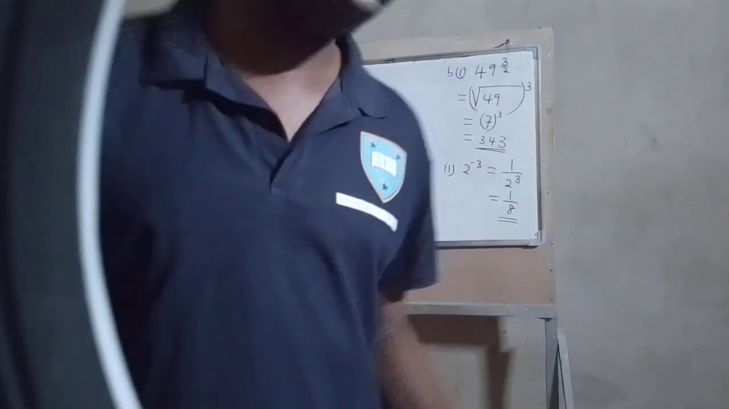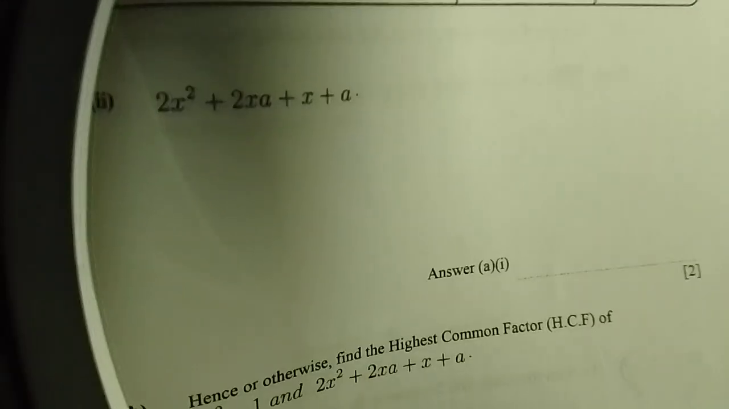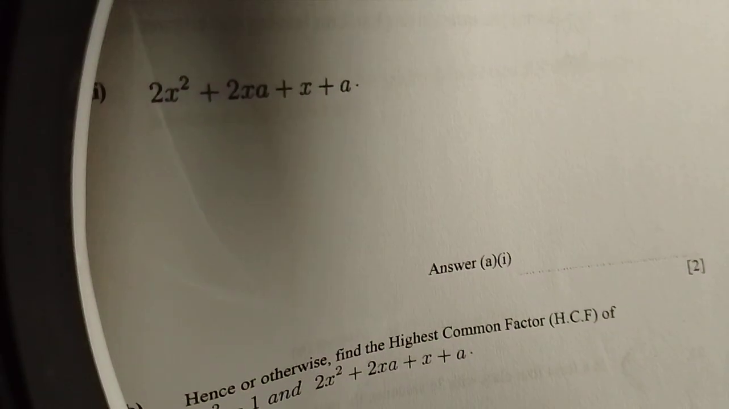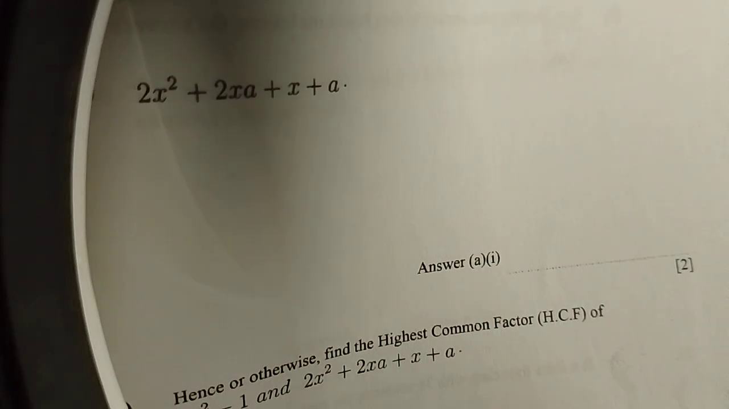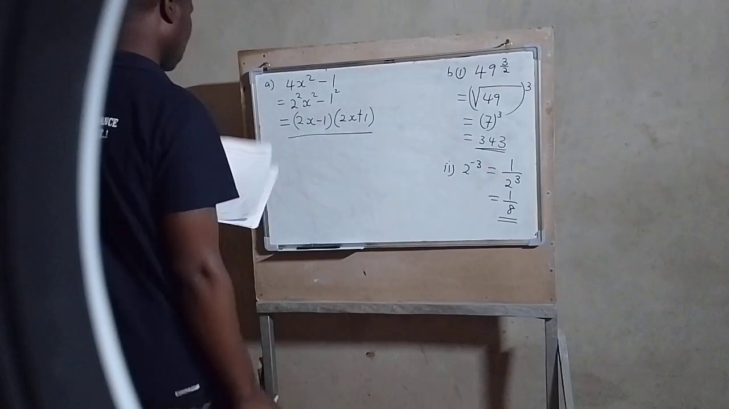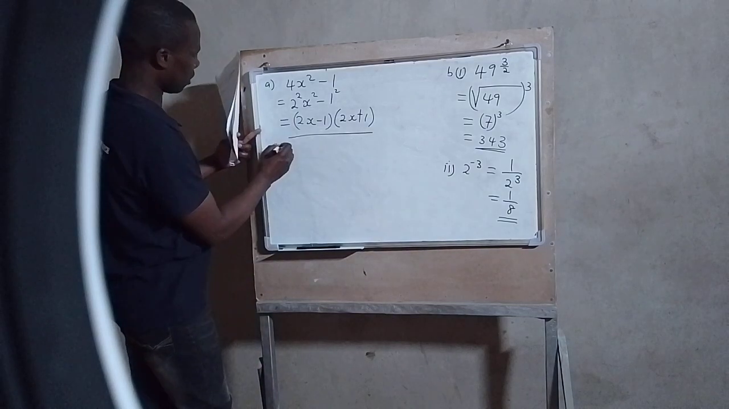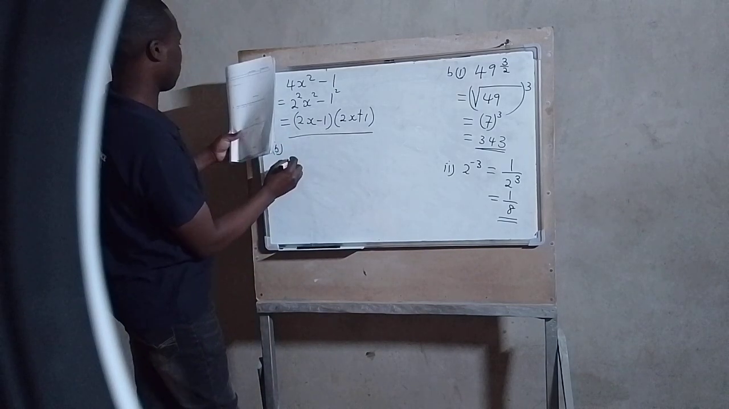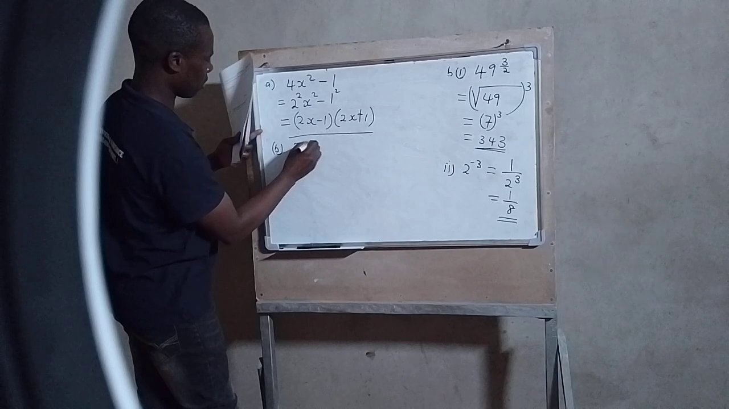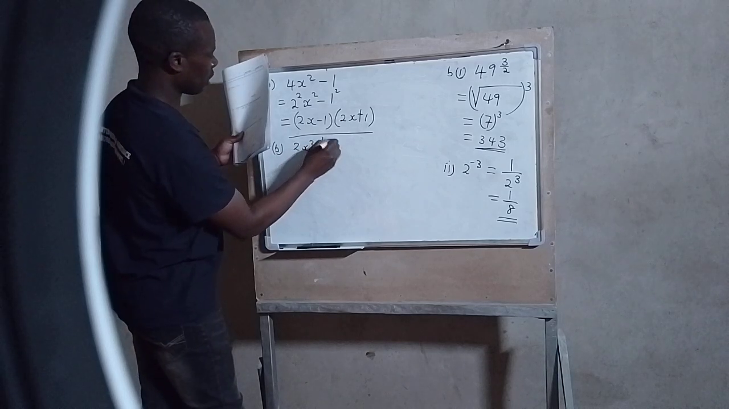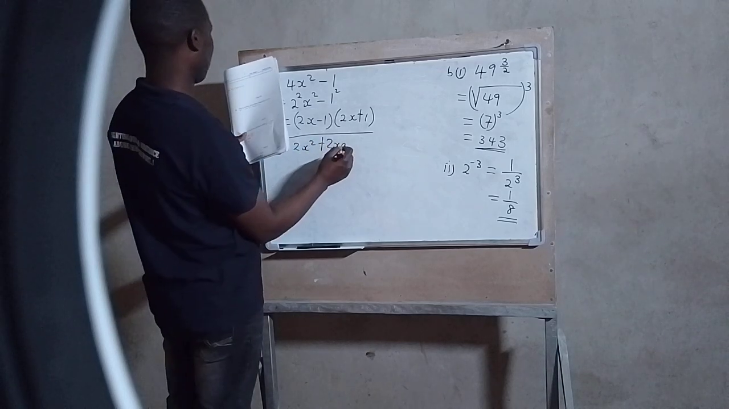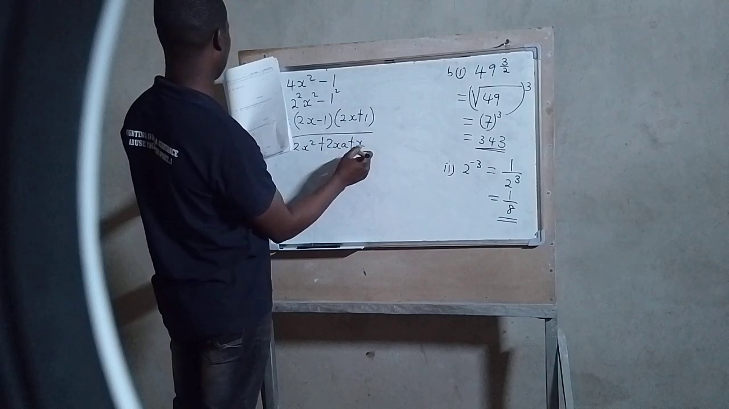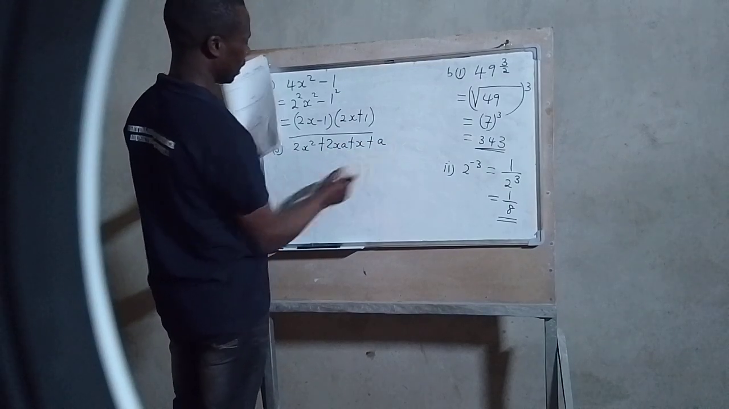Then number 2, or B, it's also on factorization again. And we all must be very careful with this question. 2x squared plus 2xa plus x plus a. We want to factorize this. Let me write the question first: 2x squared plus 2xa plus x plus a.